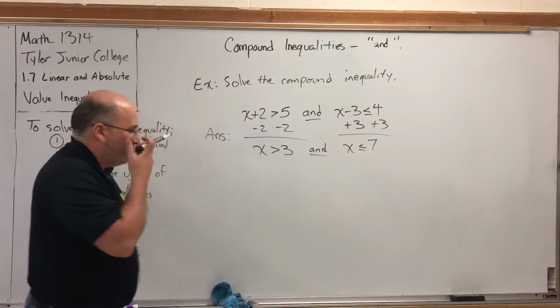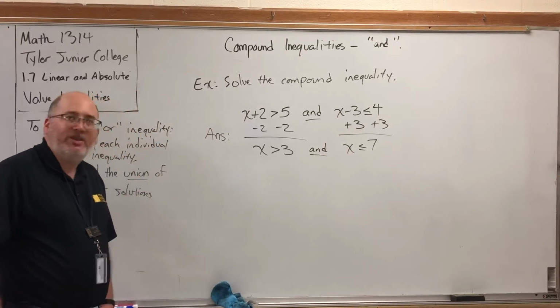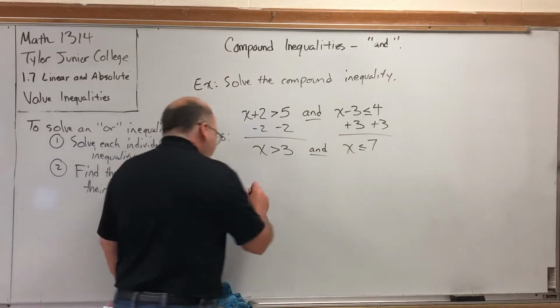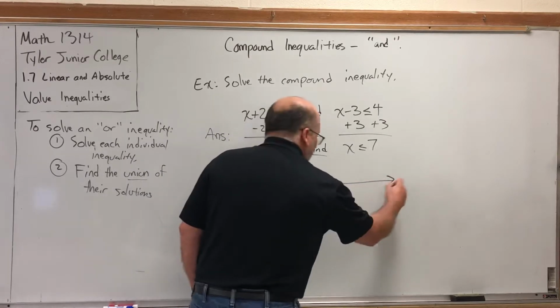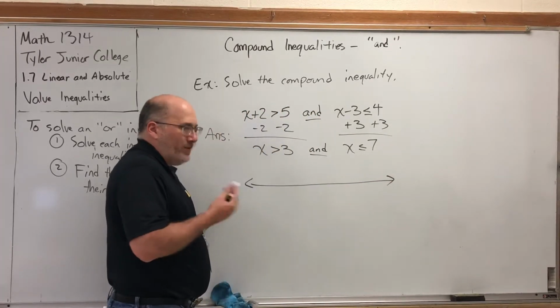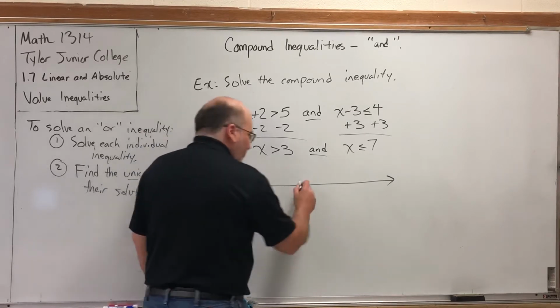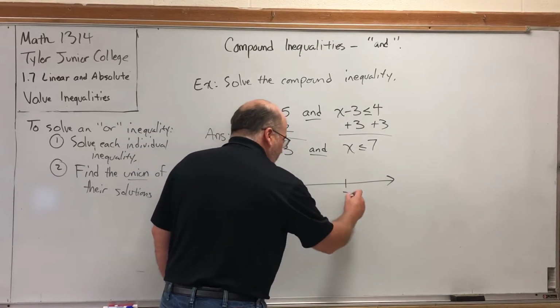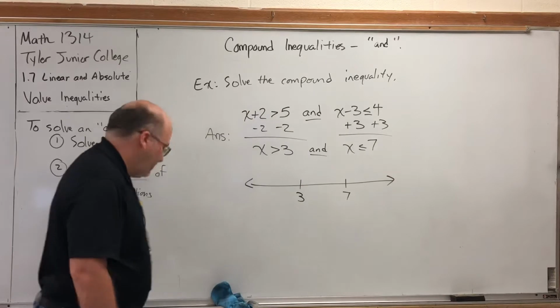So we need the numbers that are greater than 3 and at the same time less than or equal to 7. Well, let's sketch the number line and see if we can figure out what to do with these solutions. Since we have two numbers we're looking for, we need to make sure they're in order. The lesser number on the left, the greater number on the right. So 3 on the left, 7 on the right.